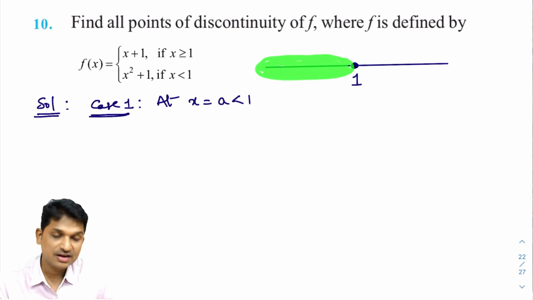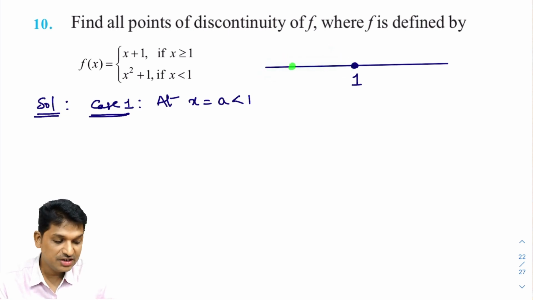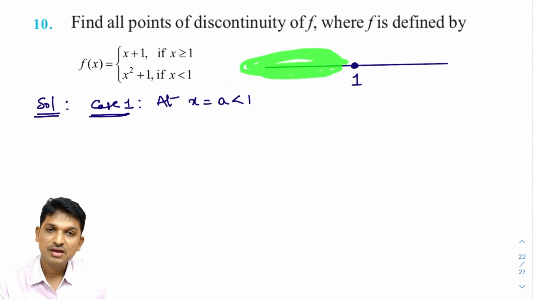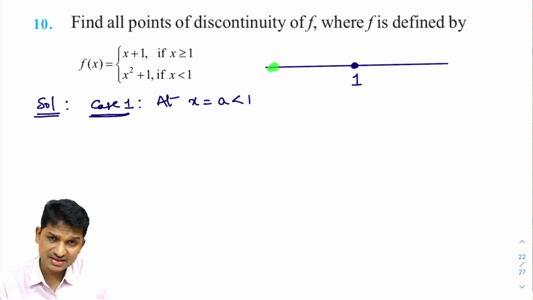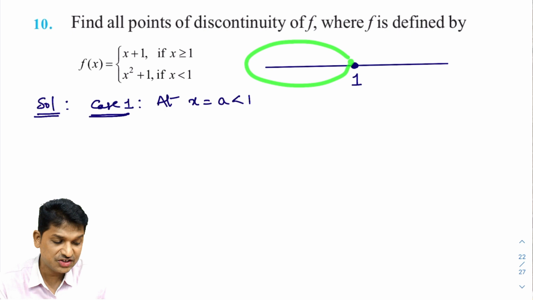Please try to understand. Can I take a value 0? Yes, 0 is there here. Can I take a value minus 3? Yes, you can take. Here, what is a value? A value you can take any number which is less than 1. That means I am checking continuity in this zone, in the complete zone. I am checking continuity at x equal to minus 100. So this is case 1.